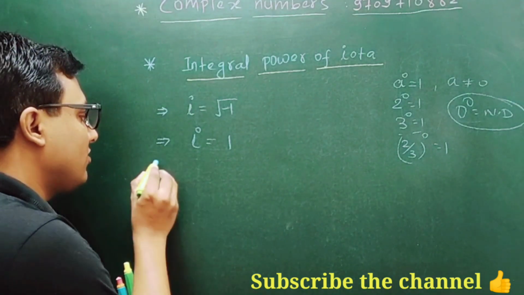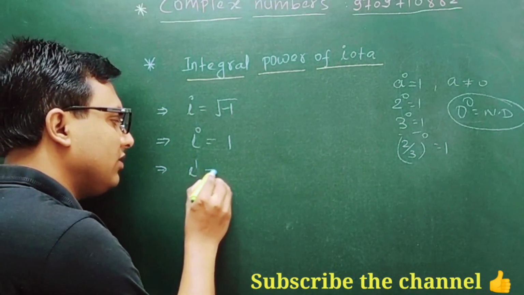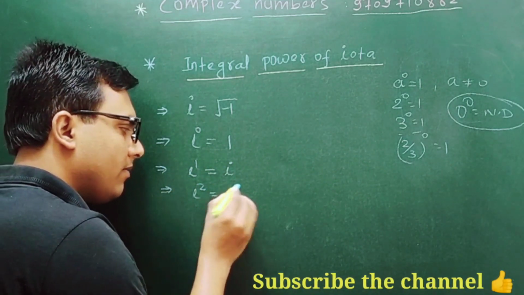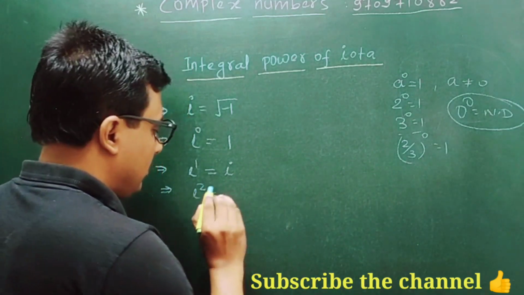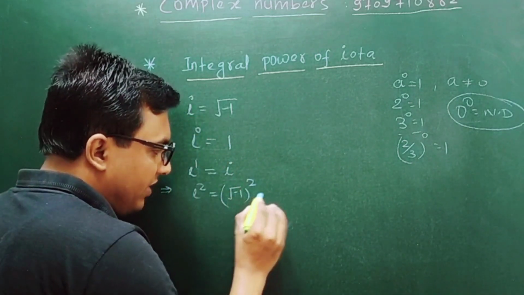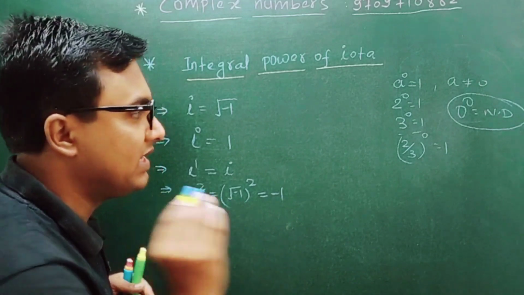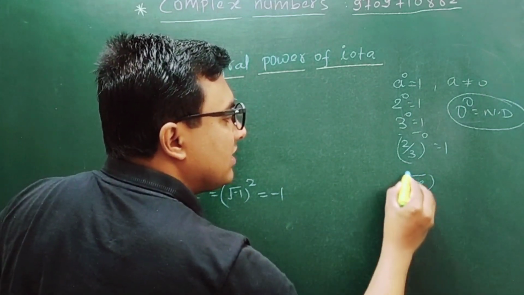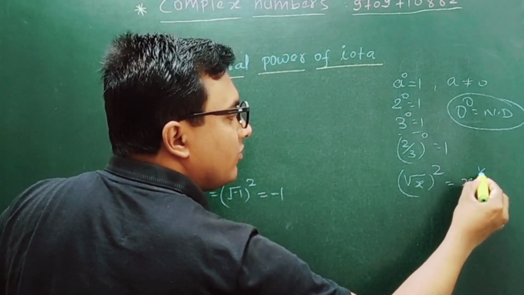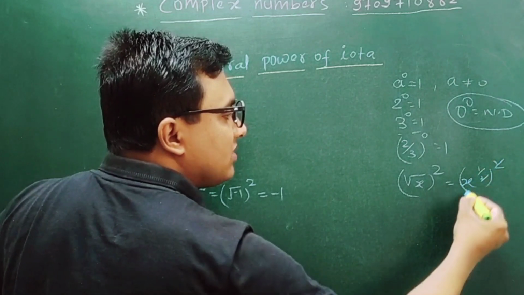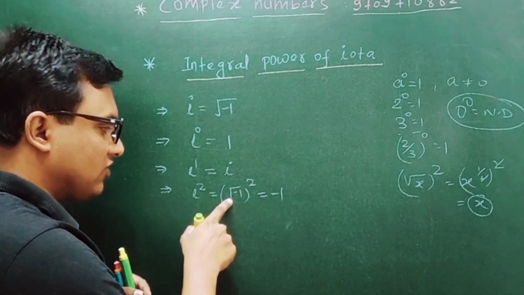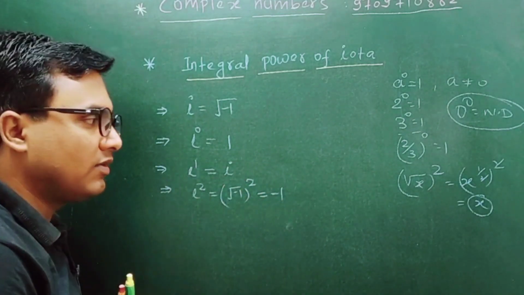So iota to the power 0 is also equal to 1. Clear? Now iota to the power 1 is equal to iota. Iota to the power 2 is equal to, see here, the square of root under minus 1, the value of iota. Square this, we get minus 1. You know that the square of root under x, that means x to the power 1/2 squared, cancels out and we get x. So the square of root under minus 1 is equal to minus 1.